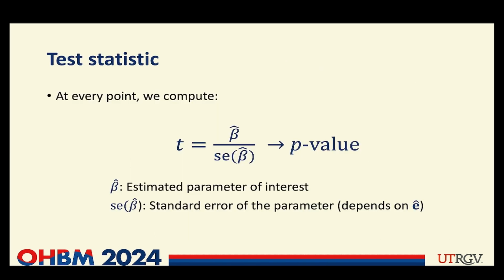Now, this is a very basic formula. This is just for the t-test, but of course we can do much more sophisticated analysis. In the case of the t-test, we estimate the beta that we're interested in, let's say the beta for the MoCA, and we divide that by the standard error of that, which is a quantity that depends on the residuals that we tried to minimize earlier. And once you have the t, it's relatively easy to obtain a p-value.